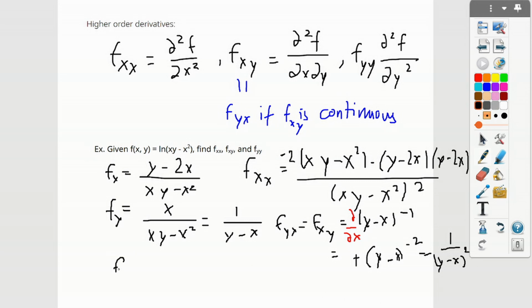What's f sub yy? We can do the same thing. We can do 1 over y minus x to the negative first power, and we take the derivative with respect to y. We'll get the same thing, but we will get a negative 1, and it won't be cancelled. So what we'll end up getting is negative 1 over y minus x squared, like that. So that is f sub yy.